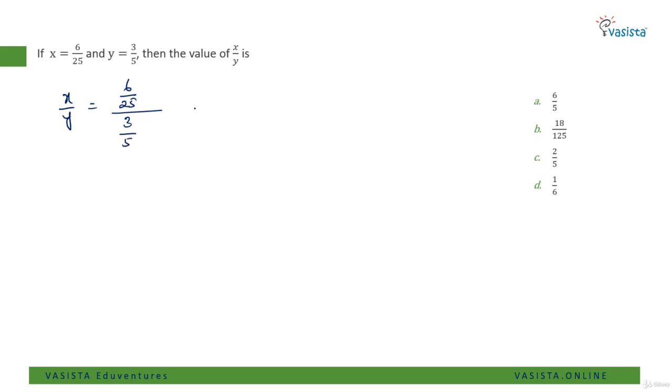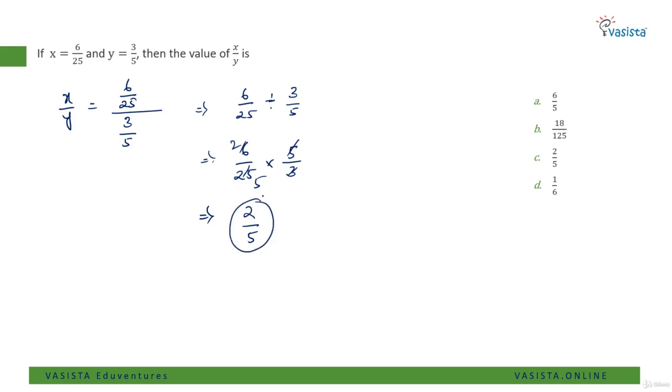Otherwise, what you can do here is 6 by 25 divided by 3 by 5. When you are doing fraction division, you can convert it into multiplication. Then you write the reciprocal of the second number, that is 5 by 3. Now simplify here: 5 ones are 5, 5 fives are 25, 3 ones are 3, 3 twos are 6. That is going to be 2 by 5. The answer is going to be 2 by 5. Option C is the right one.